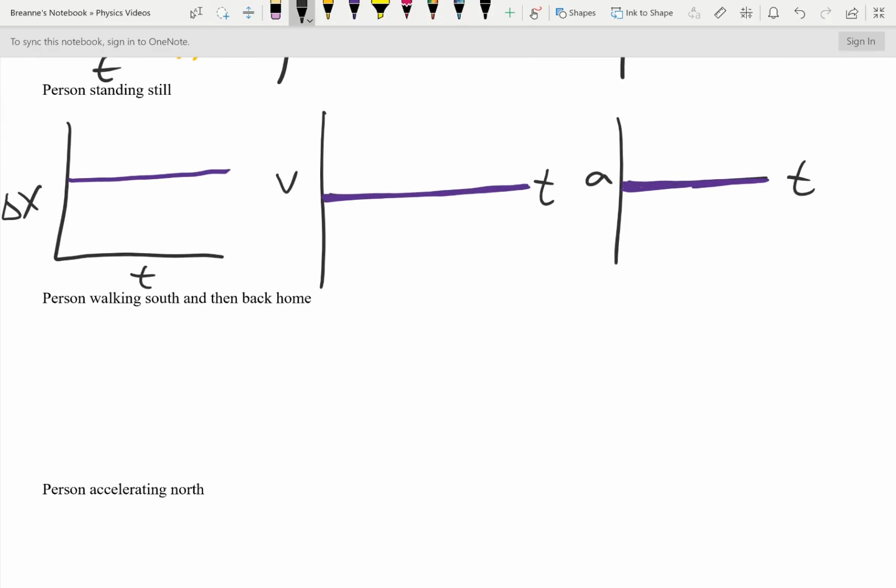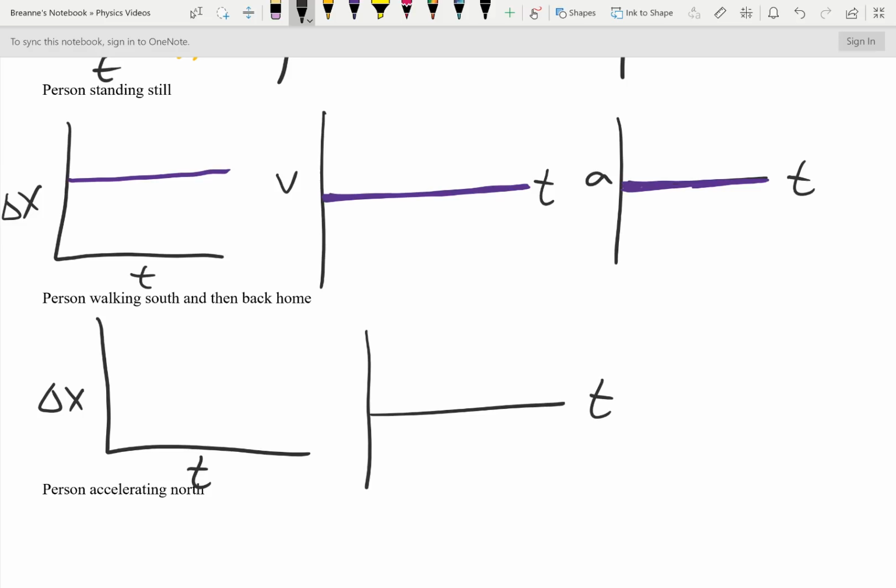So a person walking south and then back home. There's actually 2 graphs this could be because I was not specific.